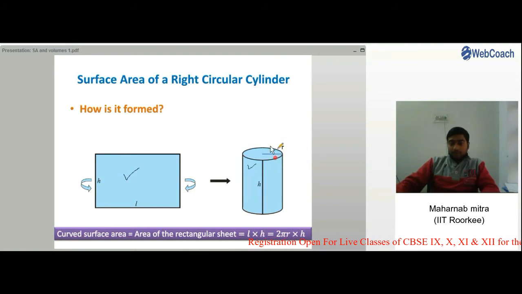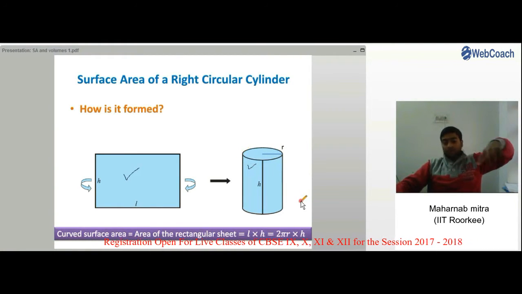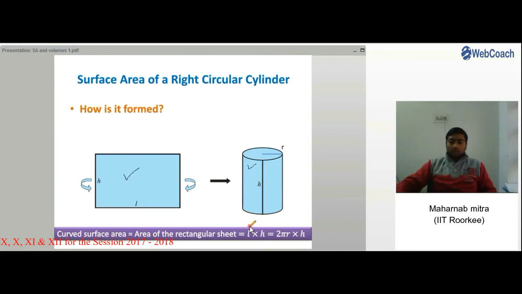But what is the length in terms of radius? The length is actually the entire circumference, right? And if the length is the entire circumference, L must also be equal to 2 pi r, the circumference of a circle. So here we have replaced L with 2 pi r to get the curved surface area of a cylinder entirely in terms of radius and the height of the cylinder, which is 2 pi r into h, right?